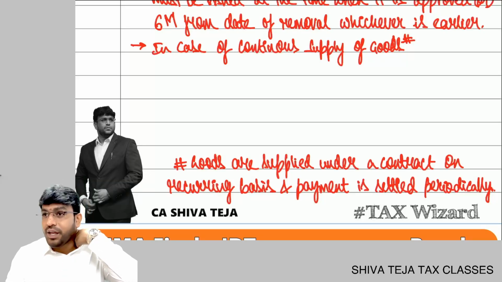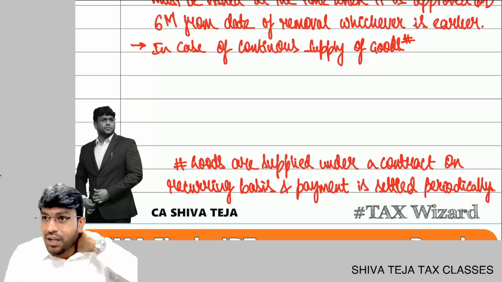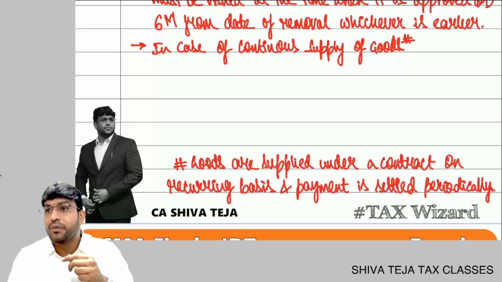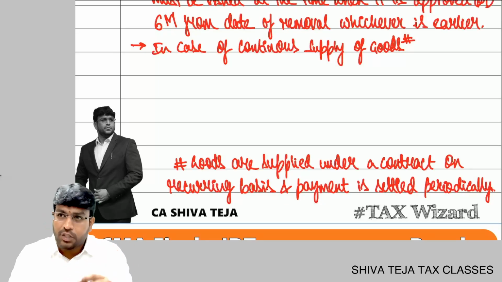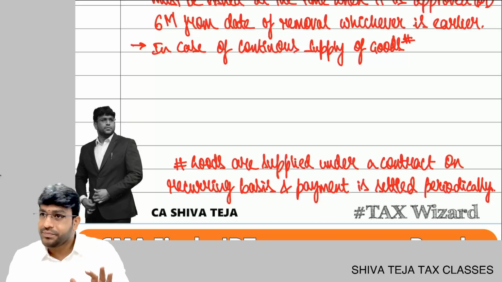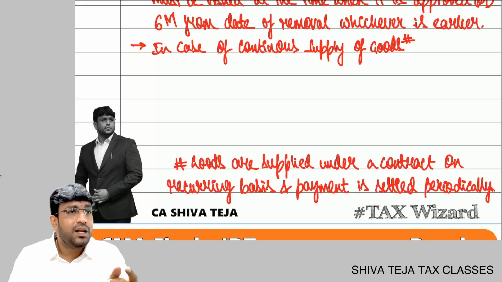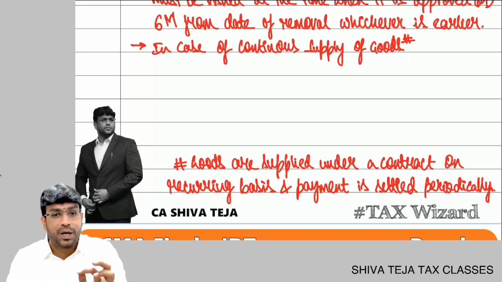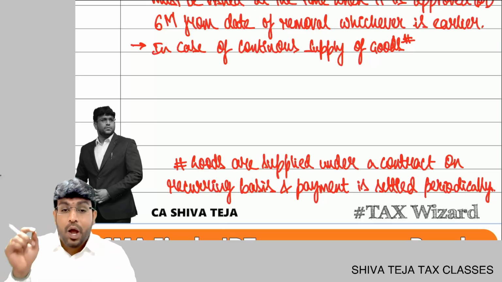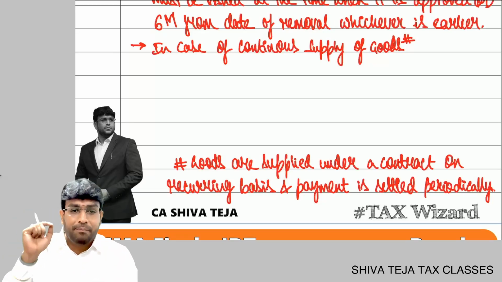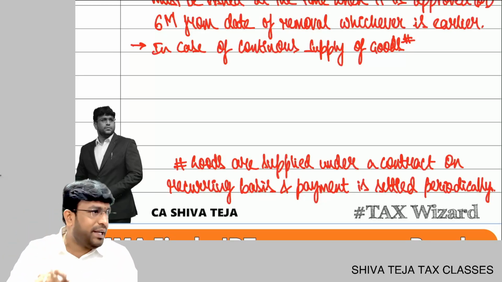Continuous supply of service is also there. But right now we are only in section 12. Section 12 deals with time of supply in case of goods. When I go to services, we will talk about continuous supply of service also. Don't worry. So, clear with this point, everyone? Continuous supply of goods means what? Goods are supplied under a contract on a recurring basis and payment is settled periodically.